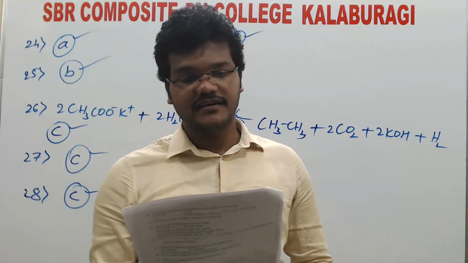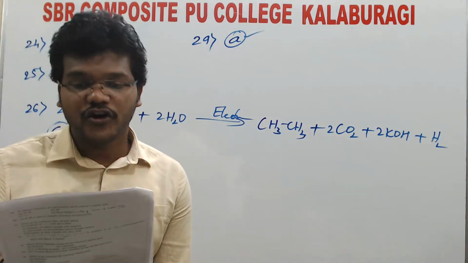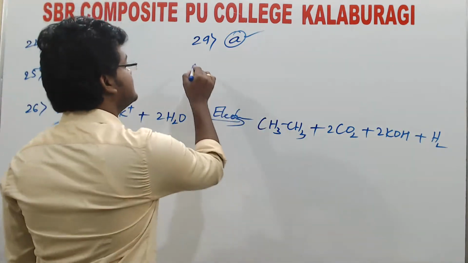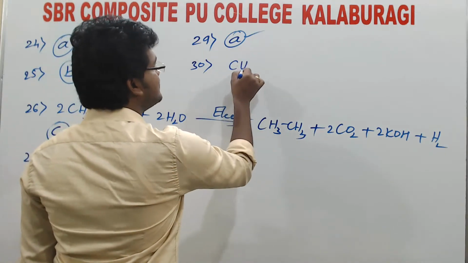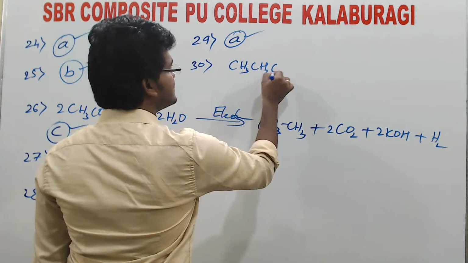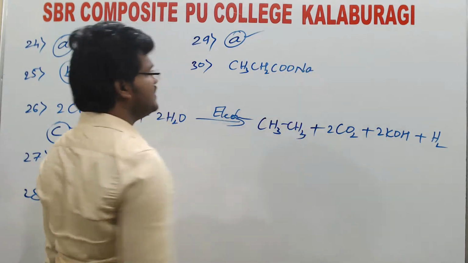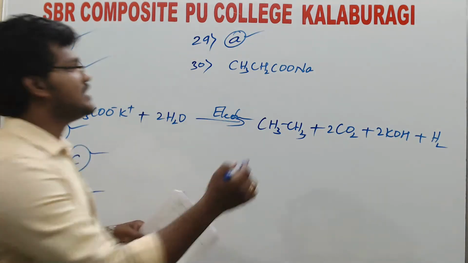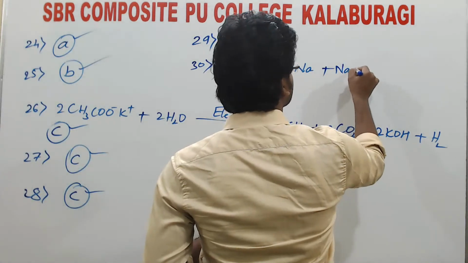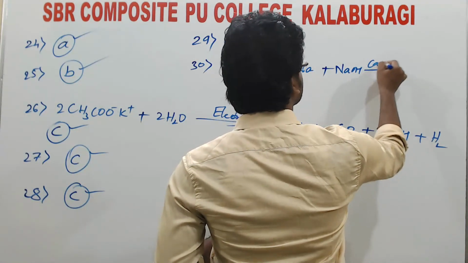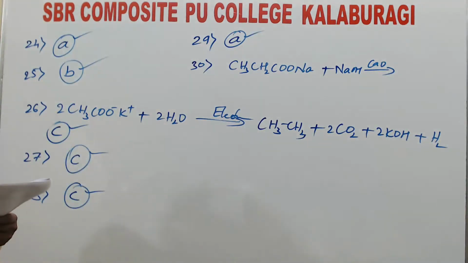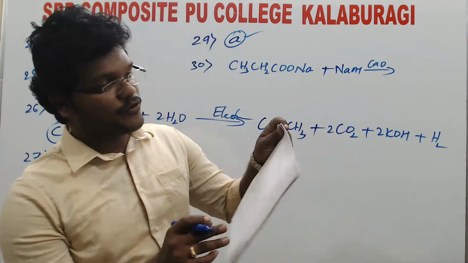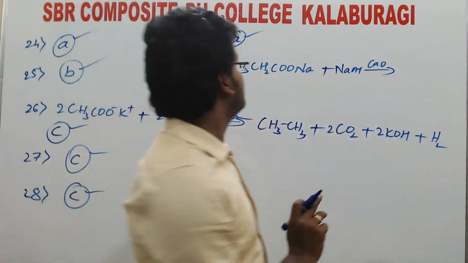That is my 30th. Dry distillation of sodium propionate with soda lime gives what? Sodium propanoate has 3 carbons, so it is CH3, CH2, COONa. This is my sodium propionate. Dry distillation of sodium propionate with soda lime. Soda lime is sodium hydroxide in the presence of calcium oxide. They are asking, dry distillation of sodium propionate with soda lime gives what? What will be the product?